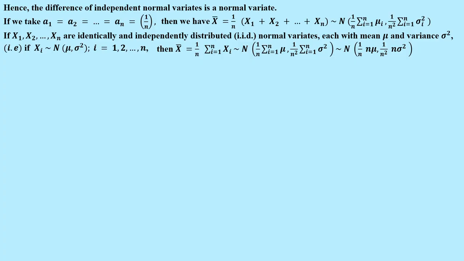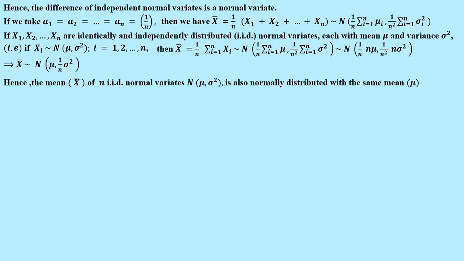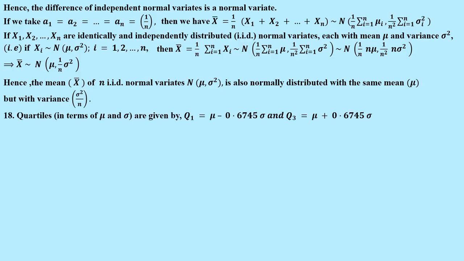If you put mu n times, you will get n mu, right? Mu plus mu plus mu summation. So n mu by n, that is mu, and summation of sigma square n times is n sigma square. So n sigma square by n square. So x bar is a normal variate with mean mu and variance sigma square by n. Hence the mean x bar of n identically and independently distributed normal variates, each normal with mean mu and variance sigma square, is also normally distributed with the same mean, but variance is sigma square by n.